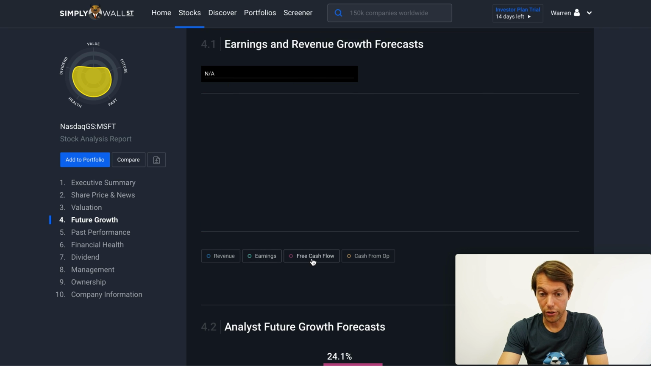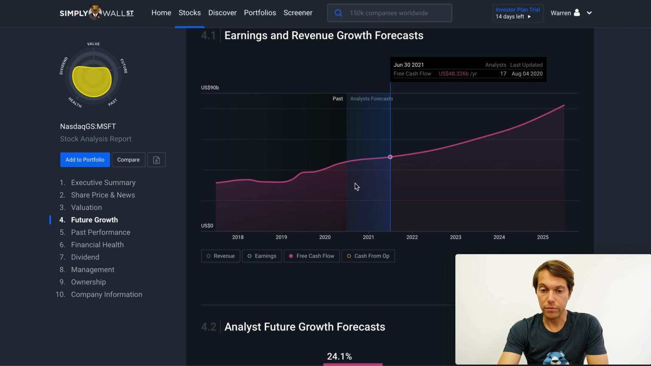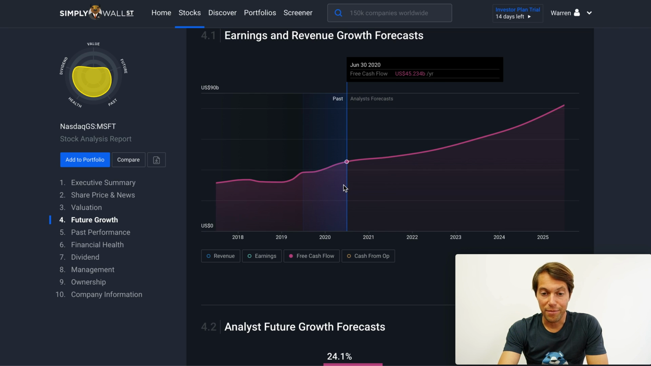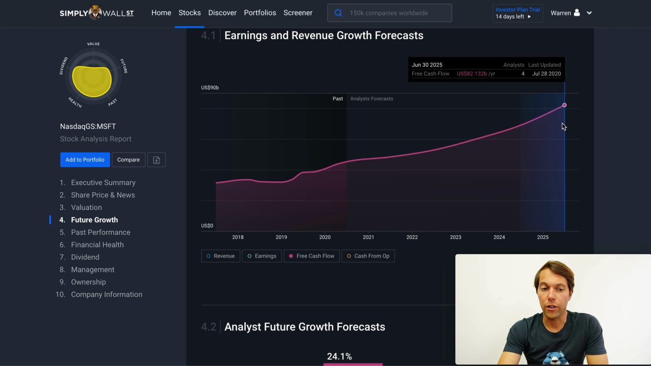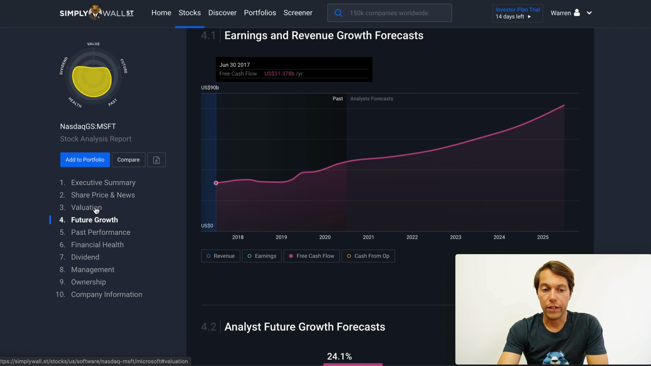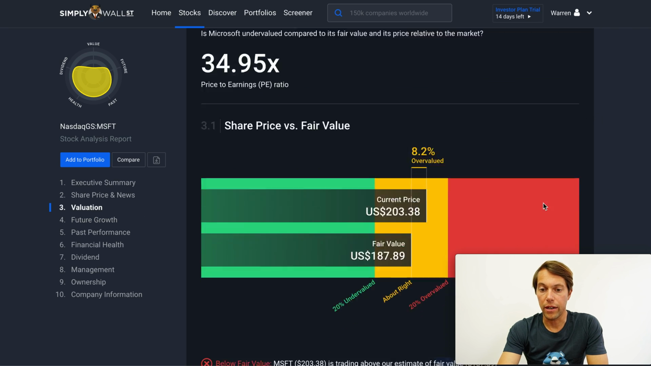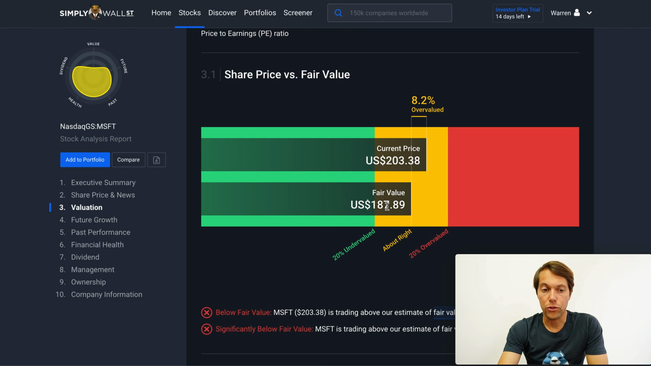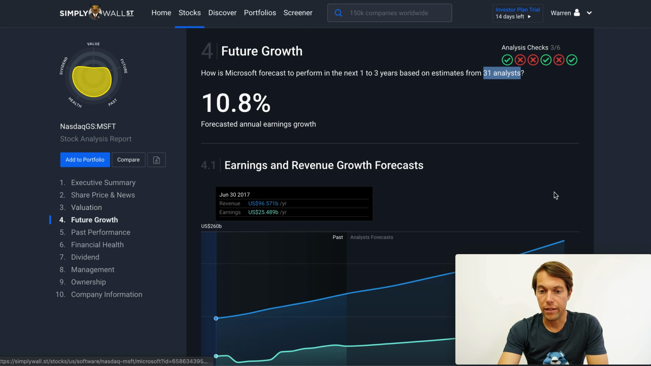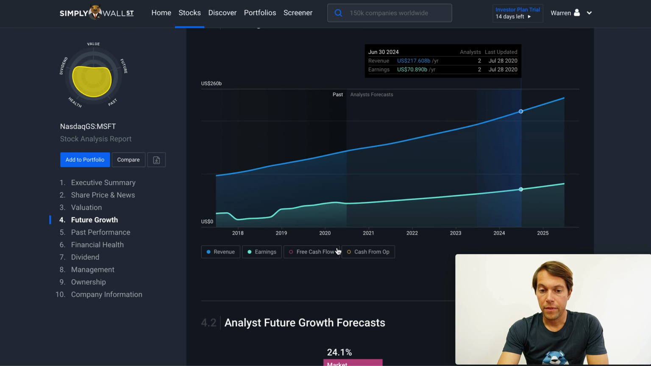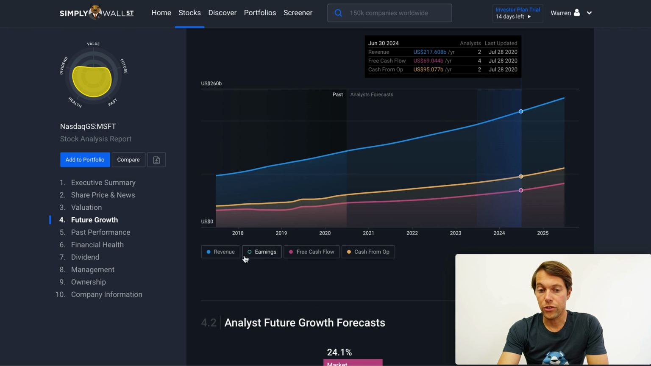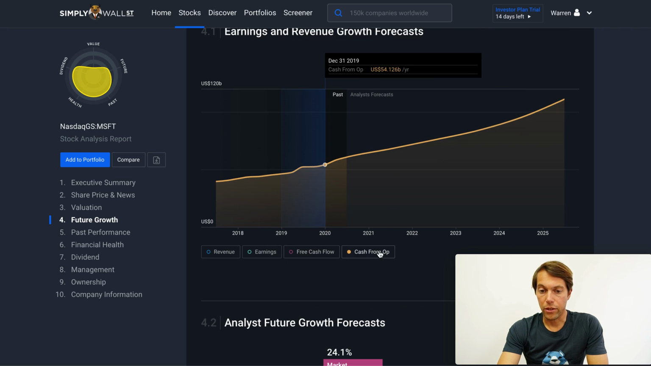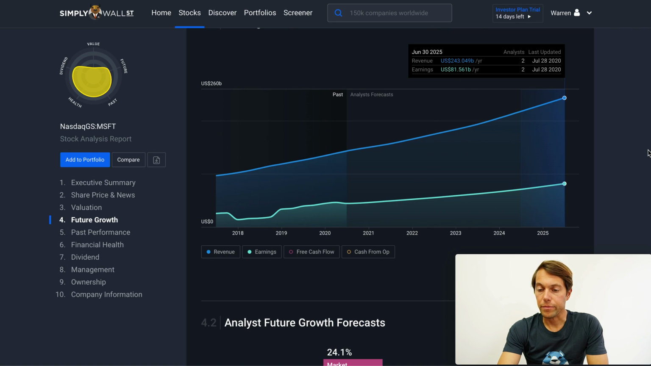I can also turn on something like free cash flow, right? Now, if you are paying attention, the free cash flow you see here is the same free cash flow that we are using if I go back to the valuation section here for this calculation. So that's how the two are related, and that's important to understand. So now I'm back here. I can toggle different series if I want, and that makes it quite straightforward to explore the chart.